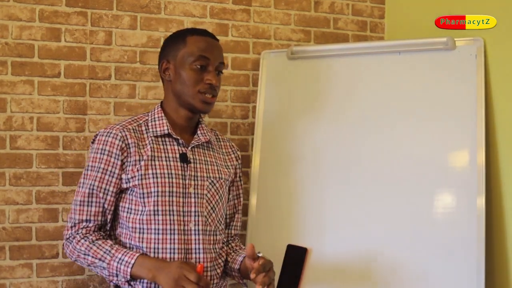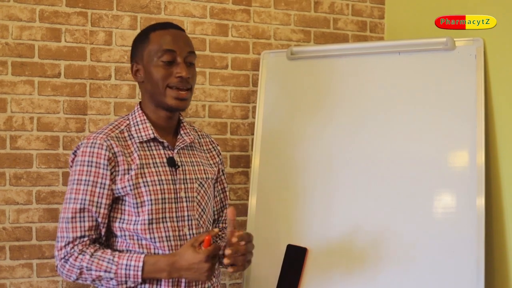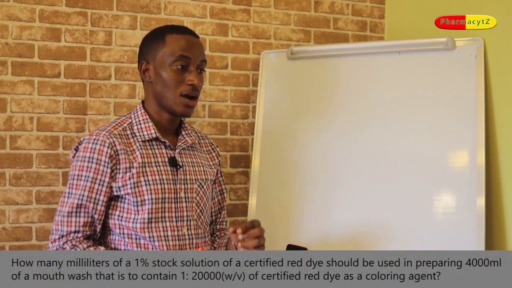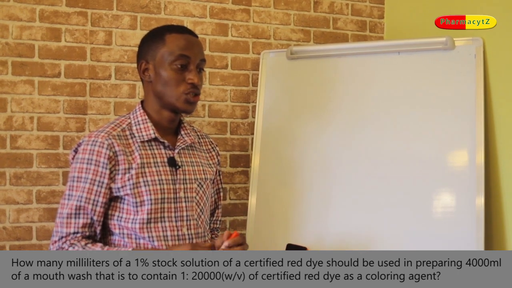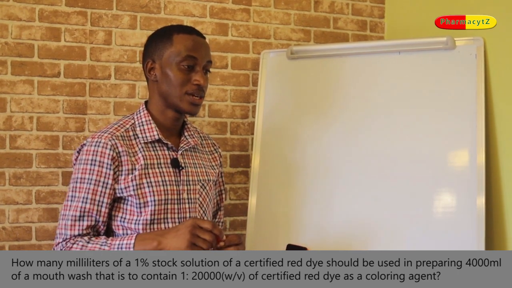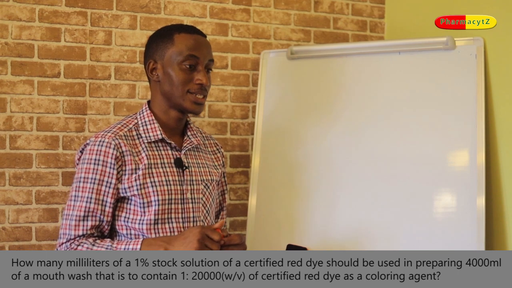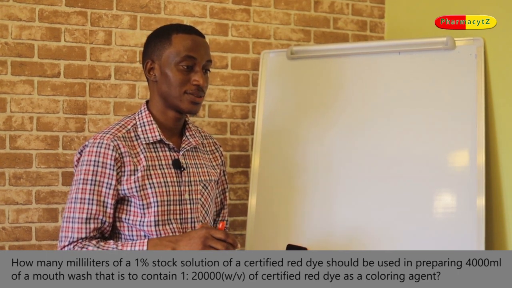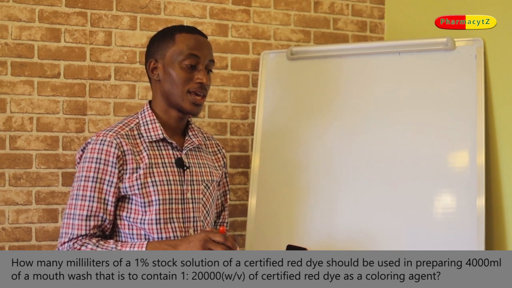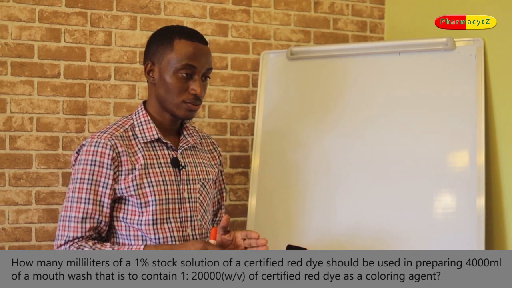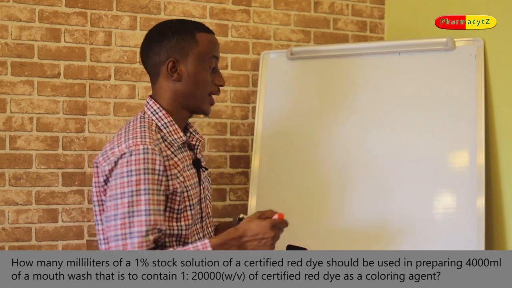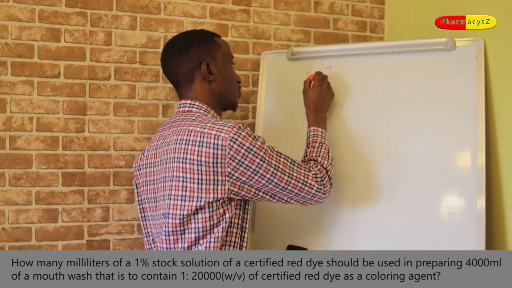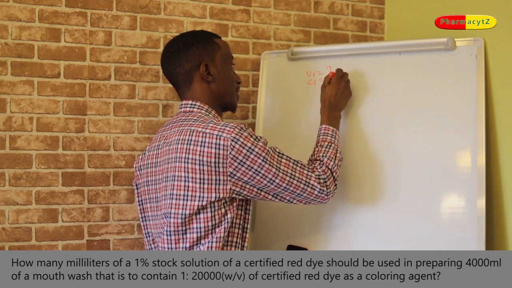Okay, there is this question about a certified red dye. How many milliliters of a 1% stock solution of a certified red dye should be used in preparing 4,000 mils of a mouthwash? That is to contain 1:20,000 weight in volume of a certified dye as a coloring agent. So we don't know the initial volume to use, but the initial concentration is 1%.